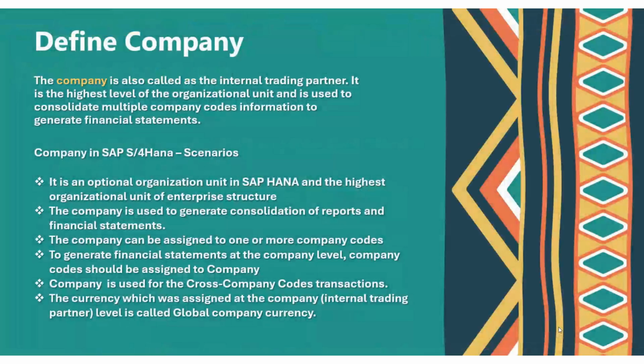Okay, but why do we need a company in SAP? Well, if you are looking to generate consolidated financial statements, reports that give you a complete financial picture of your entire business, a company is key. It allows you to bring together the data from various company codes. It also supports cross-company code transactions and ensures consistency in financial reporting. The currency you assign at this level is called the global company currency, which is crucial for businesses operating internationally.